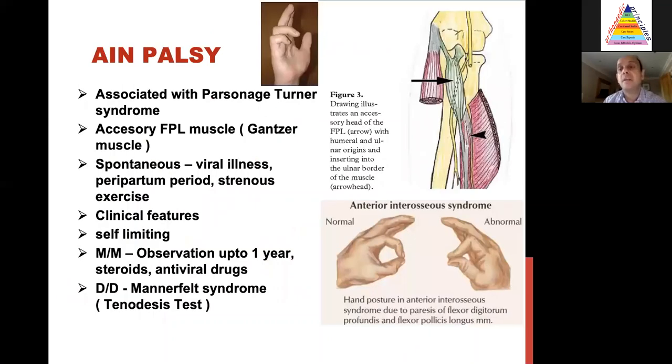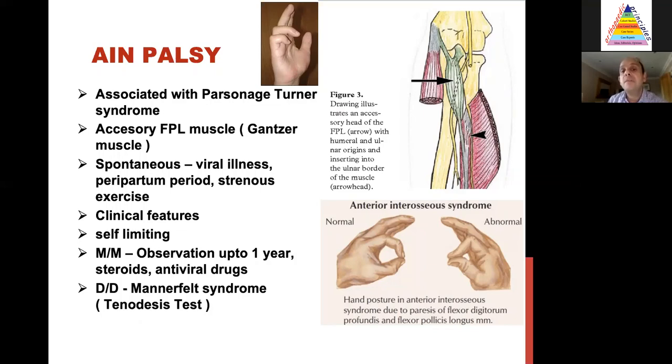So AIN palsy. Now, there are lots of associations with AIN palsy. It can be with Parsonage-Turner syndrome. There can be an accessory FPL muscle, viral illnesses, strenuous exercise, trauma, iatrogenic, after birth. So let's see Parsonage-Turner syndrome. In my practice, I'll see maybe 2 cases a year. Again, all we know about Parsonage-Turner syndrome is, like with AIN palsy, it can happen after viral illnesses, strenuous exercise, after delivery, iatrogenic, any trauma to that area, any operation to that area.